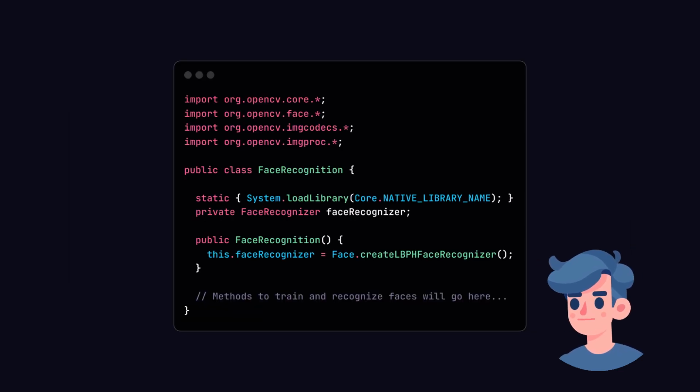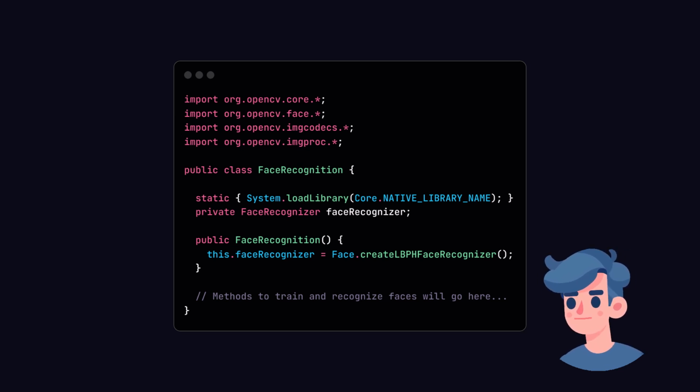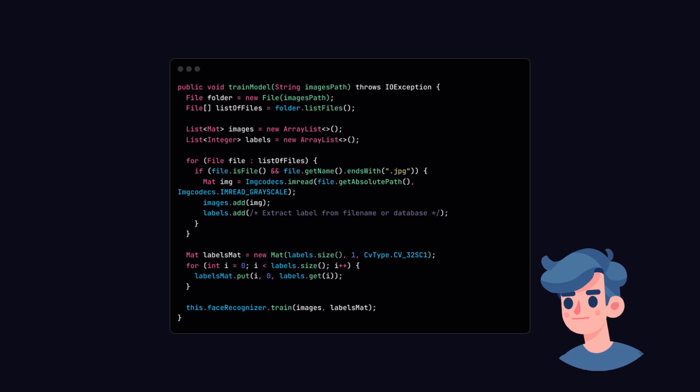Next, we'll implement the face recognition functionality. For this, we will utilize the OpenCV library. Start by creating a class called FaceRecognition. Initialize the OpenCV library in your class. For this program, we need two main methods in the face recognition class: one to train the model and another to recognize faces. Let's first add the method to train the model.